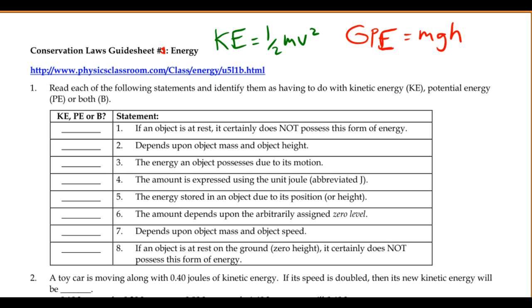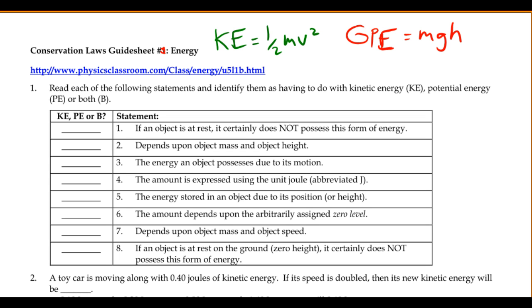The GPE, or gravitational potential energy, often referred to simply as PE because it's the most common form of potential energy that we deal with in mechanical systems, is mgh, where m is the mass, g is the acceleration due to gravity, or the gravitational field strength here on the Earth, 9.81 newtons per kilogram. And h is the height above some zero level.